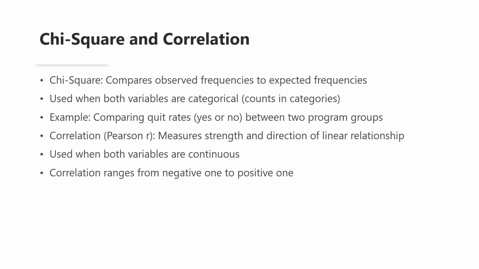A positive correlation means that as one variable increases, the other also increases. For example, physical activity and cardiovascular fitness are positively correlated. A negative correlation means that as one variable increases, the other decreases. For example, physical activity and body fat percentage are negatively correlated. A correlation of 0 means no linear relationship. The closer the correlation is to -1 or +1, the stronger the relationship. Values near 0 indicate weak or no relationship.